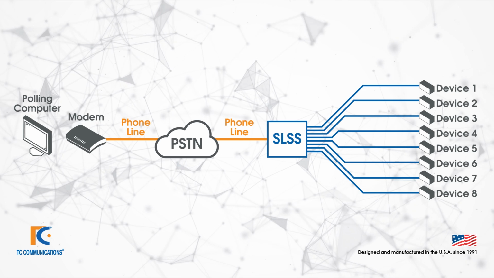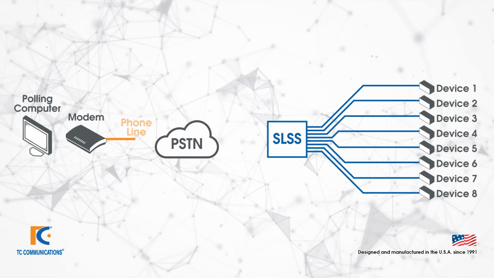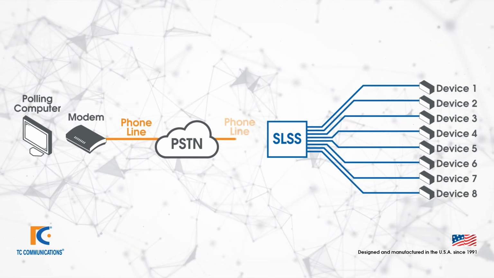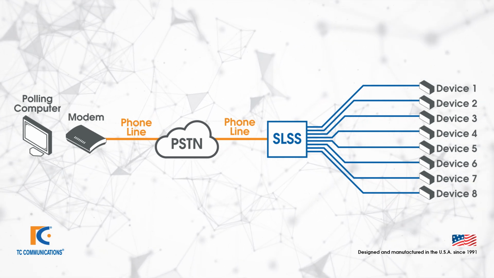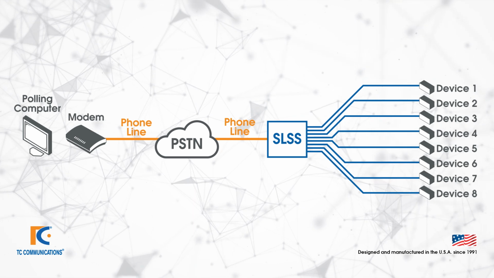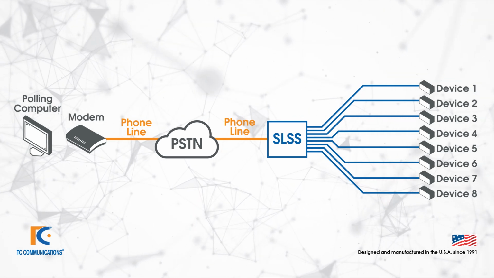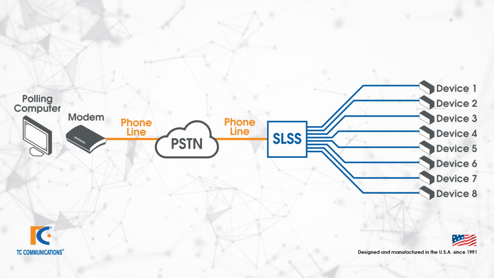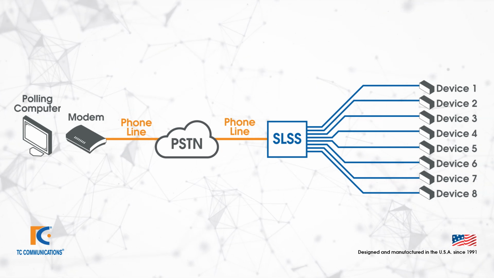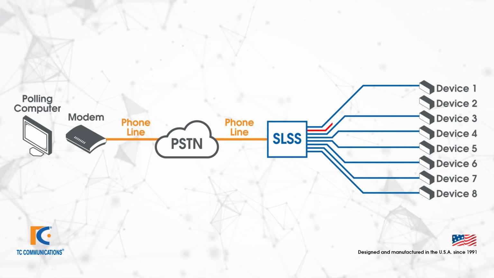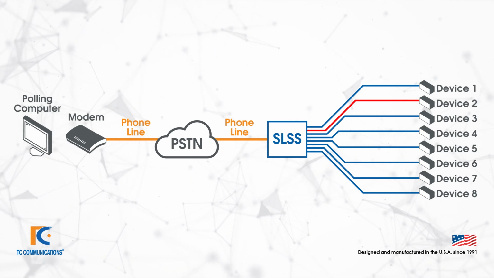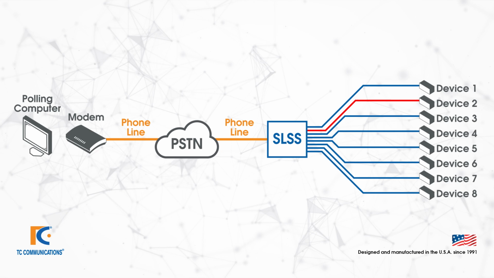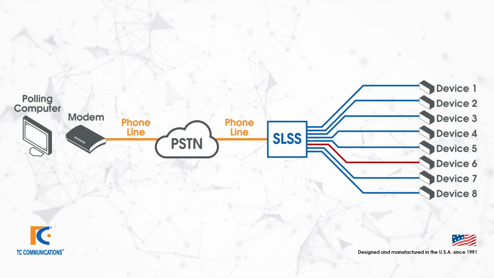The central polling computer is connected to a modem which is connected to a phone line through the PSTN and to the SLSS. Once the connection is made to the SLSS, extension dialing is used to address one of the devices. It makes the call via the PSTN through the phone line by dialing an extension. In this case, it is accessing device 2. When it's finished, a user can make a new call to any other device, device 6 for example.